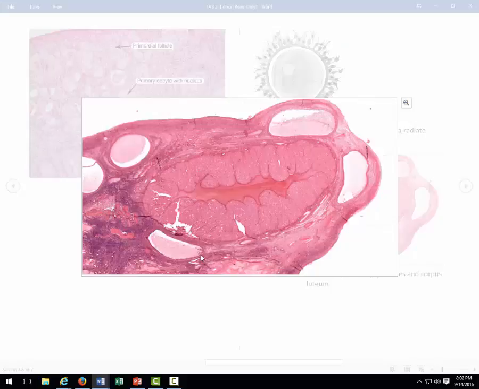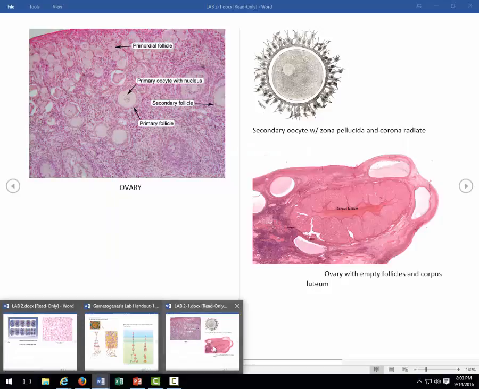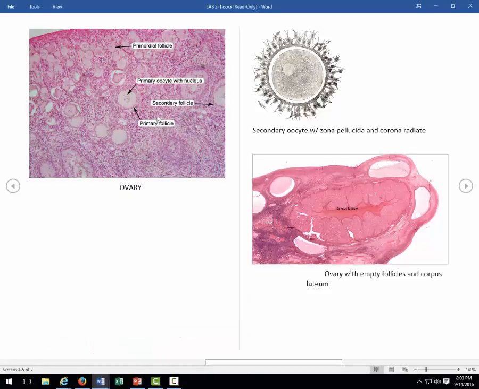Here's an ovary with a large corpus luteum. Can you see these empty follicles here? But this is the large corpus luteum that actually ovulated that secondary oocyte. So that's what this is a picture of. So be sure that you look at this handout here and identify the structures.